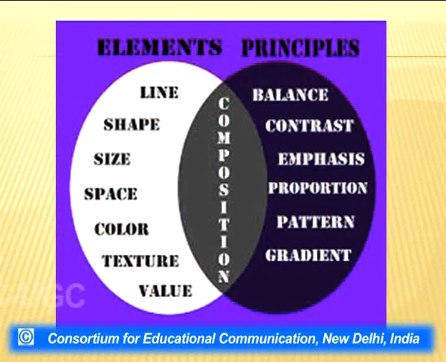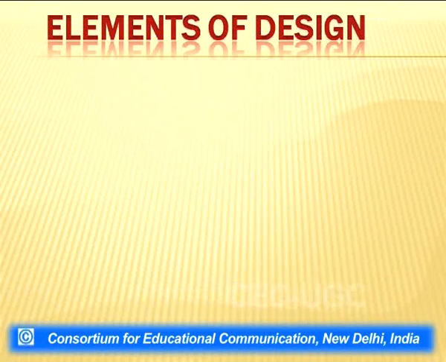We also talked about how a composition is an amalgamation of elements and the principles of design. It's only when the elements and the principles meet at that juncture that we get the composition, and that is what we have around us in our environment, in our everyday life, and it's also a part of our personality. The various principles are balance, contrast, emphasis, proportion, pattern and gradient, and the elements are line, shape, size, color, texture and value.